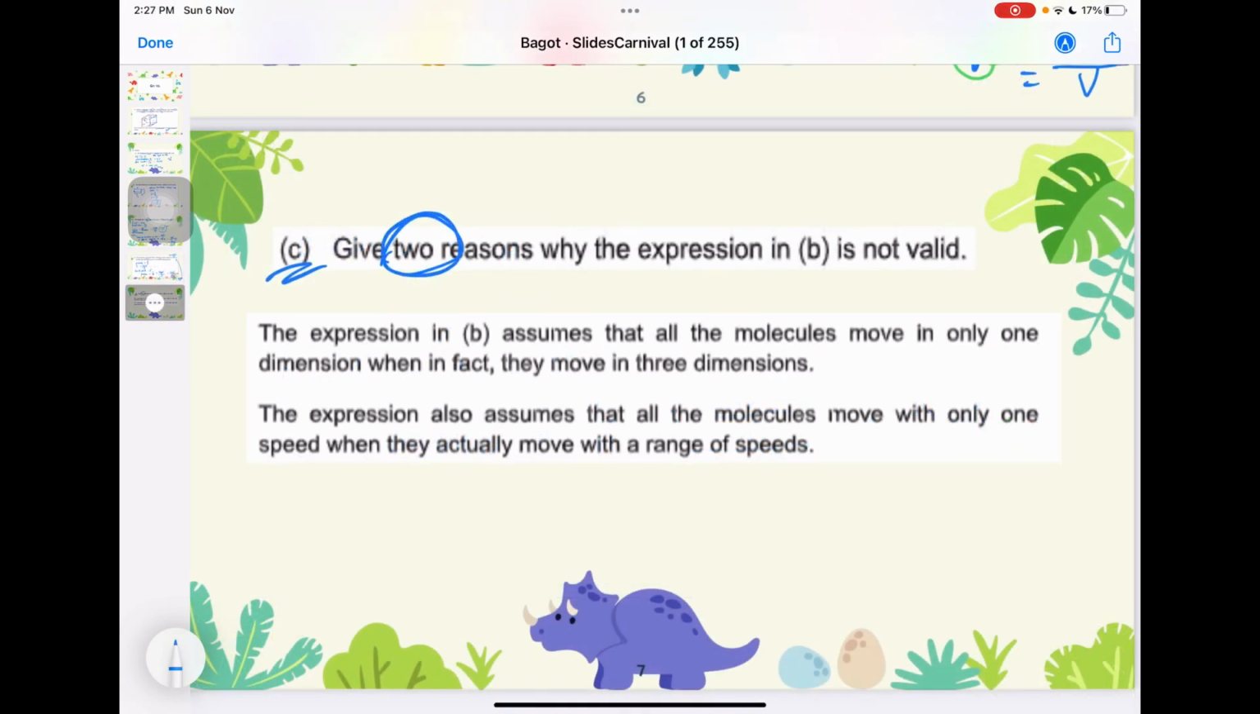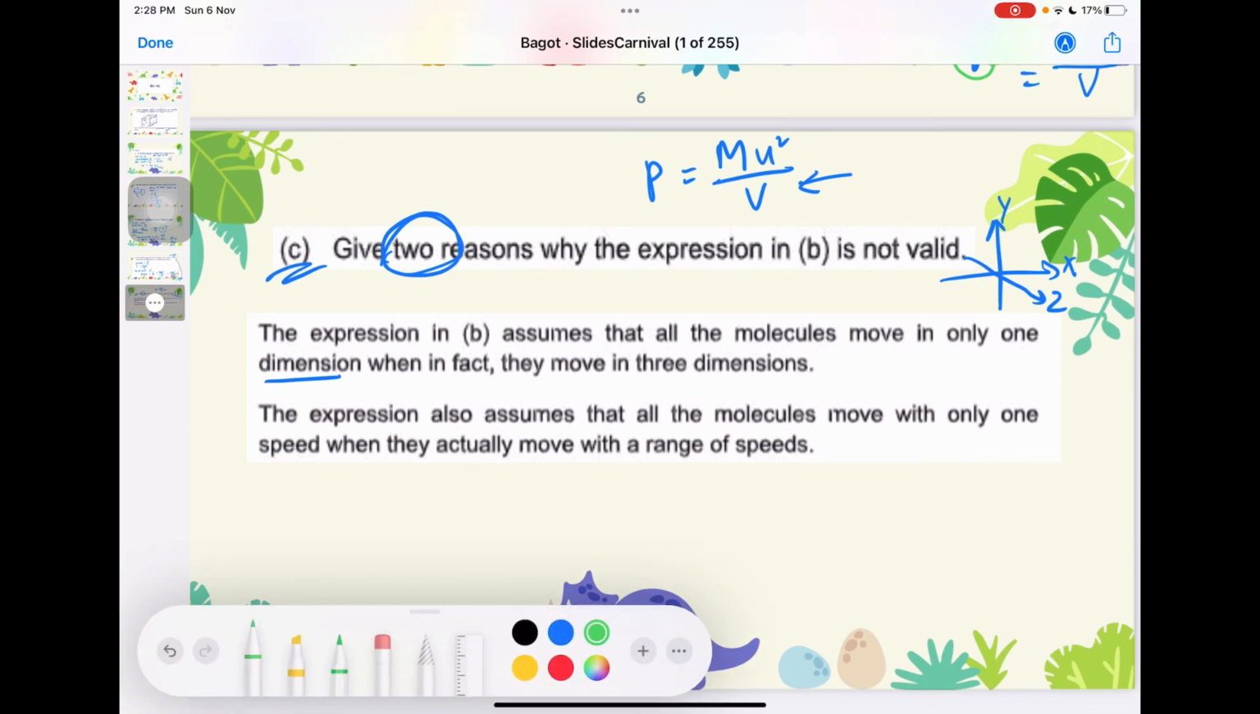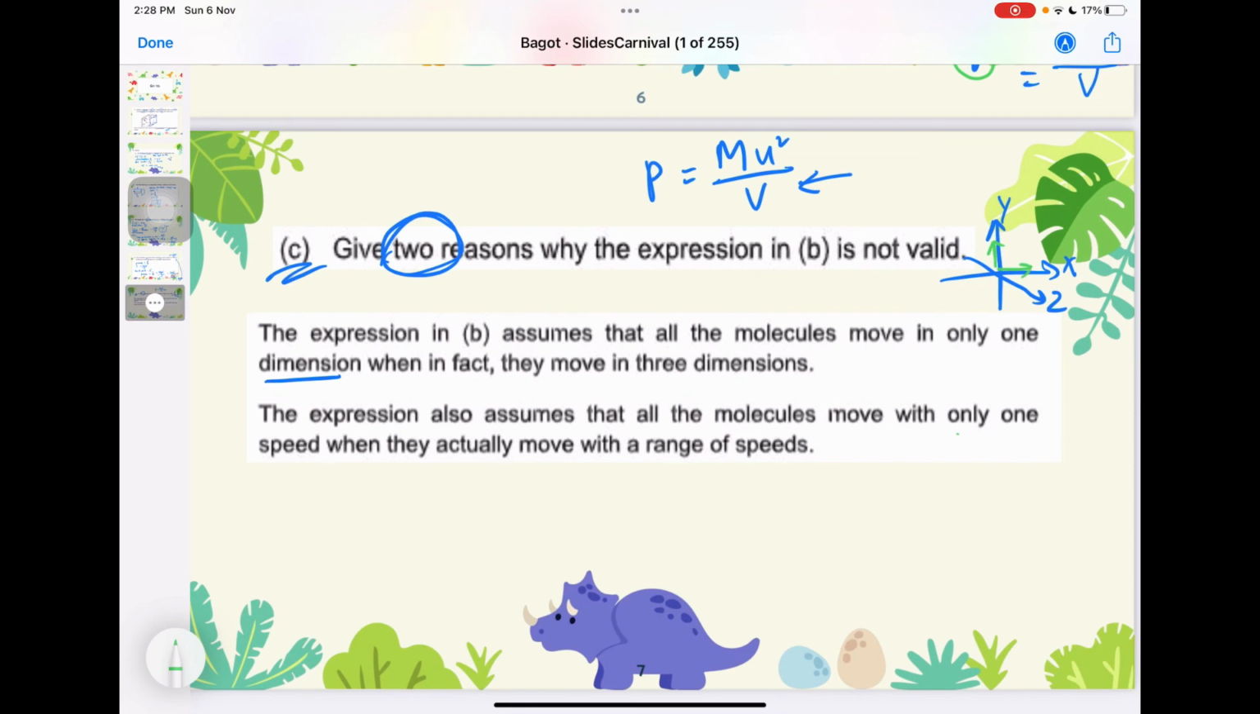Part C, give two reasons why the expression in B is not valid. The expression in B is pressure equals total mass times speed squared over volume. Why is this not valid? Because it assumes that all the molecules only move in one dimension, when in fact they move in 3 dimensions. You recall the y, x and z: the particles can travel in the y direction, vertically, horizontally, or coming out of the paper. So there are a lot of directions that the molecule can travel in. This question only assumes that the molecule moves in the horizontal direction, which is the x direction. So this expression is not valid.